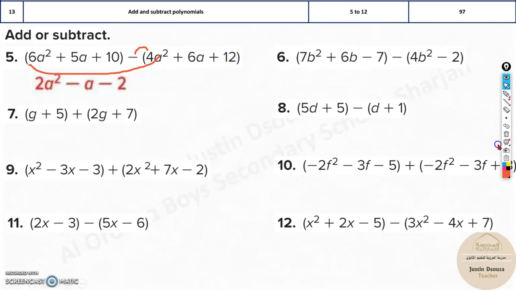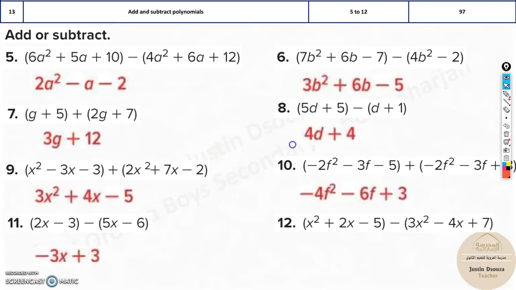Same way, do the others, write and solve, and then check the answers. There is no calculator method. You need to do this method and you need to solve them. These are the answers.